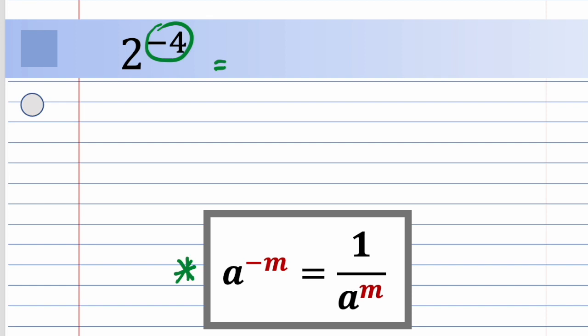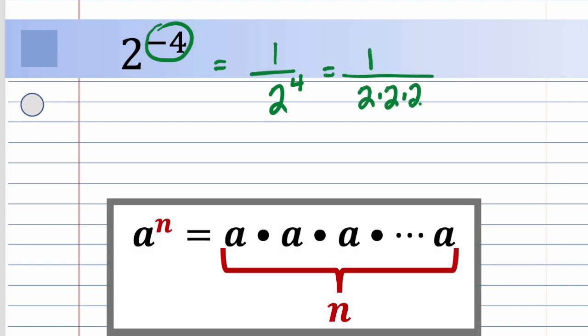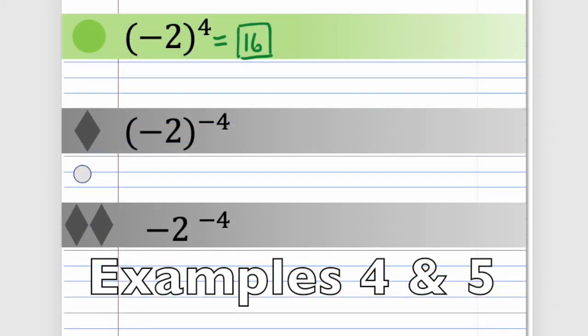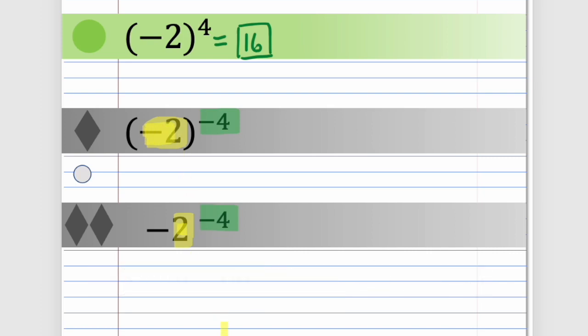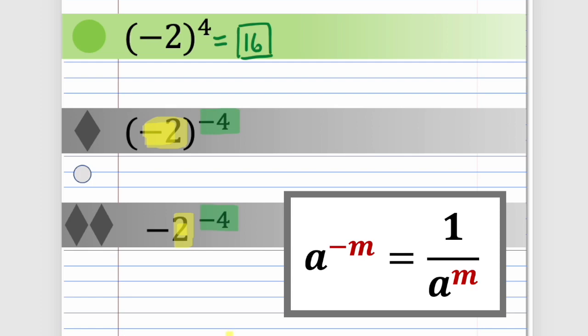When we see a -4 exponent in the numerator, we can move the base down to the denominator and change the exponent to a positive. And that will give us 1 over 2 times 2 times 2 times 2, which is 1 over 16. When we have a negative exponent like these two here, and the bases are in the numerator, we can move the bases down to the denominator. But remember this one here, the -1.